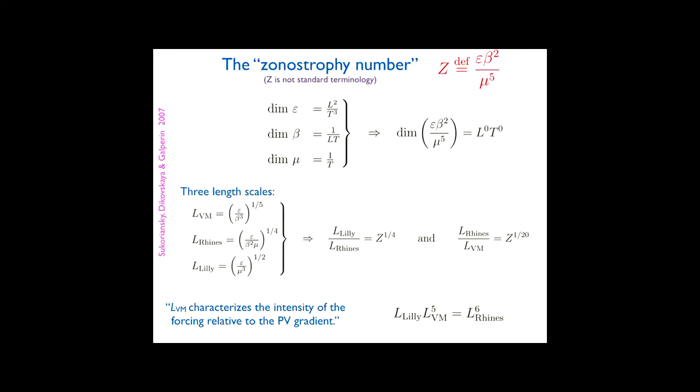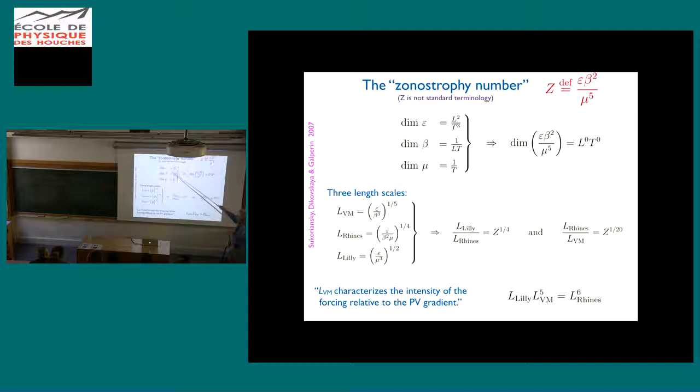And now there's a little bit of numerology here. We've got three dimensional constants: the rate of energy supply, L squared over T cubed; the beta effect, 1 over LT; and the drag rate. And we can make a non-dimensional number, which I'll call the zonostrophy number, and I'll use capital Z, which I don't think is standard notation, but I think it should be. So that's the zonostrophy number made out of those three dimensional numbers.